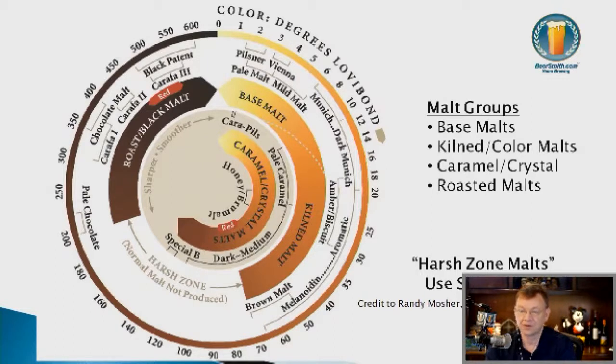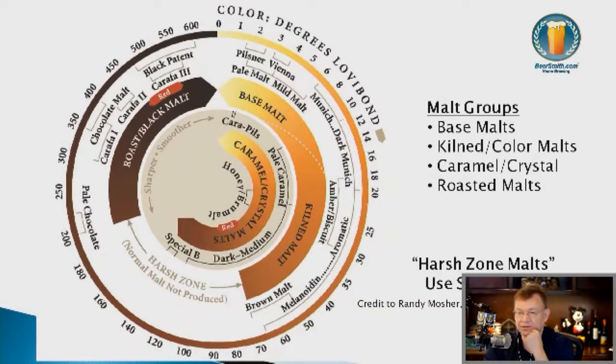If you take that same pale malt and you heat it up to 400, 500, 600 degrees, and I'm sorry, I'm working in Fahrenheit here, but high temperature basically, now you can make the roast black malts, anything from light chocolate all the way up to black patent malt.